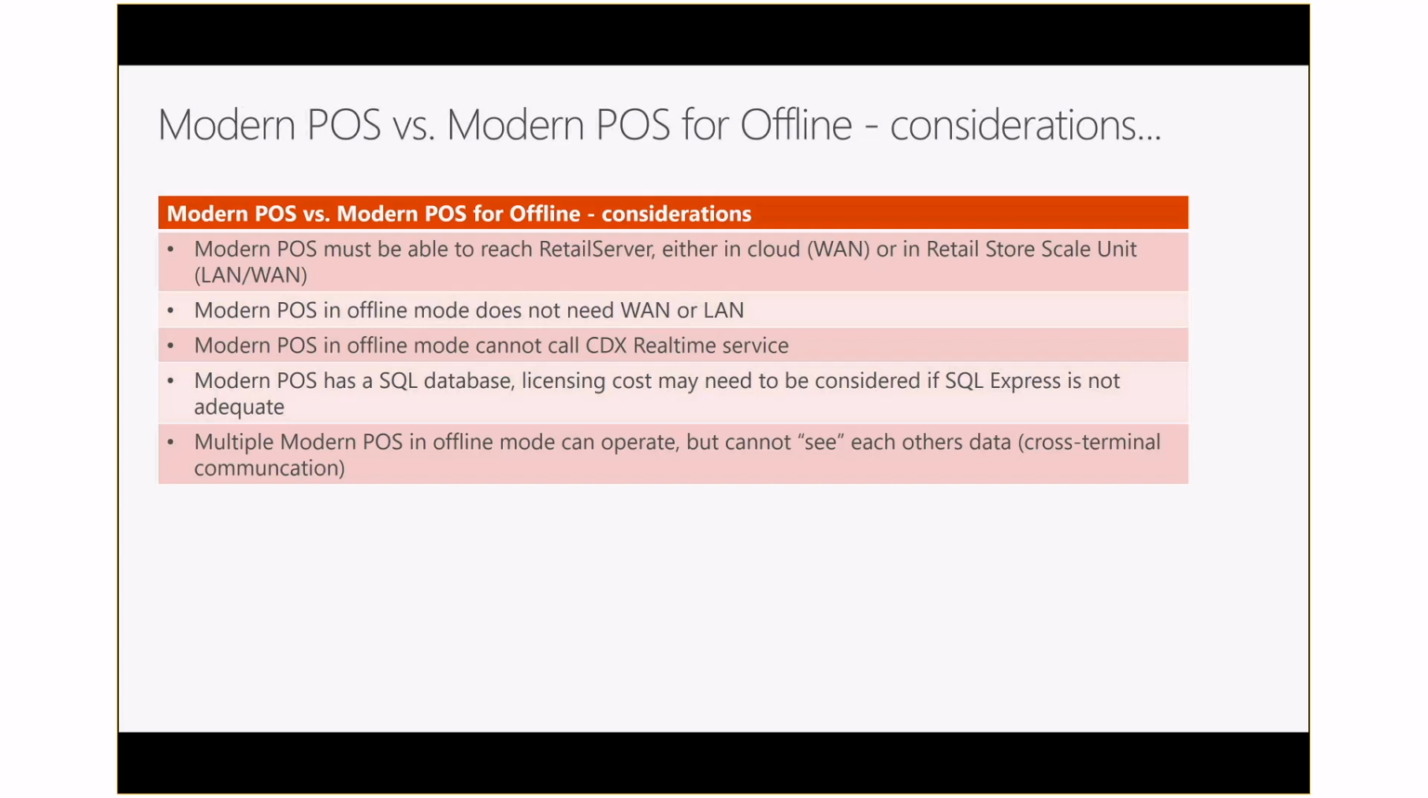Also, as a disadvantage of offline mode, the terminals themselves, once they are in offline mode, cannot see each other. So that is possibly a caveat that many people can accept, because offline mode does not happen very often, but it is definitely a point to consider. So cross-terminal scenarios are not possible in offline mode. Versus in online mode, they are of course possible between Modern POS and also Cloud POS.